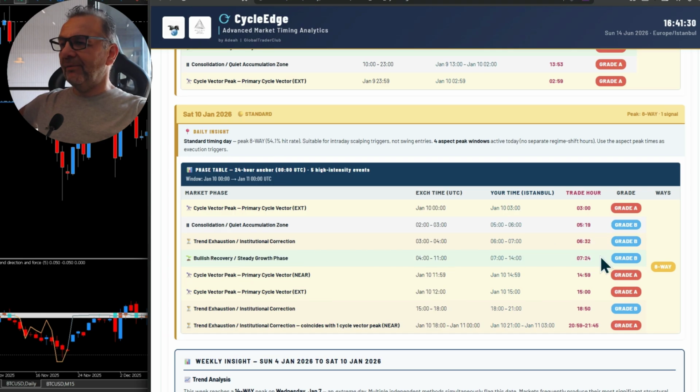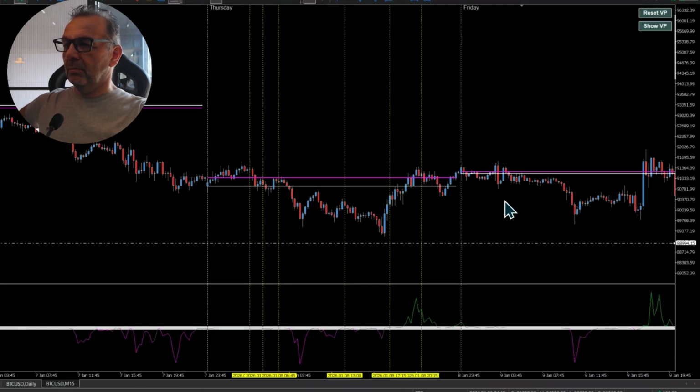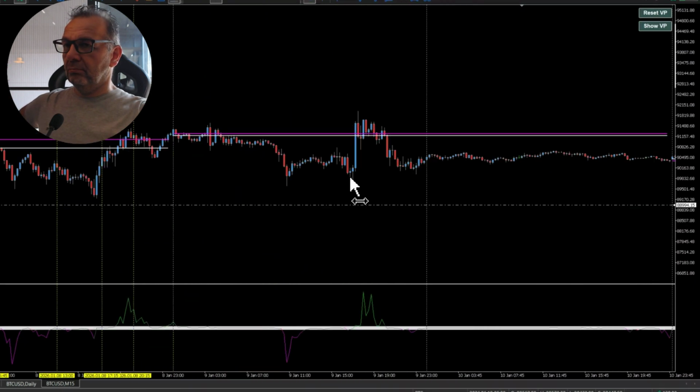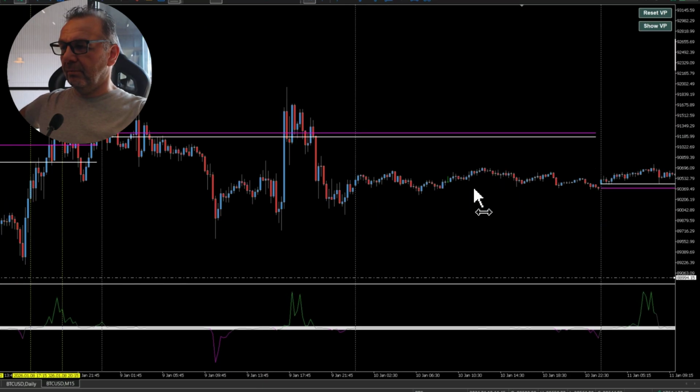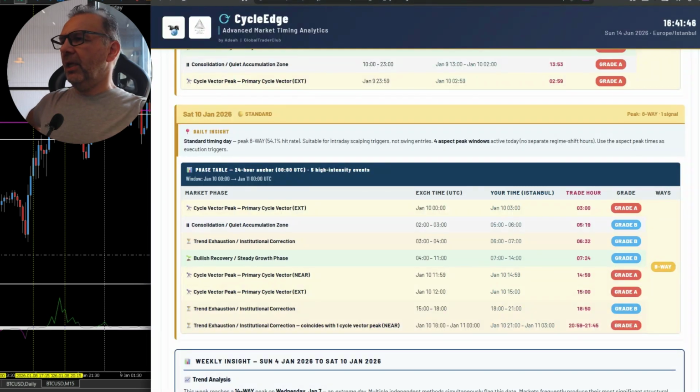So Saturday, 10th of January, 6:30, 7:30. Bullish recovery at 7:30. Let's take a look. January 10. What can I expect here? Look, this is a 54.1% hit rate, so it's the lowest probability we have. Suitable for intraday scalping triggers, not swing entries. Aspect peak window 4, active today, no separate regime shift hours.